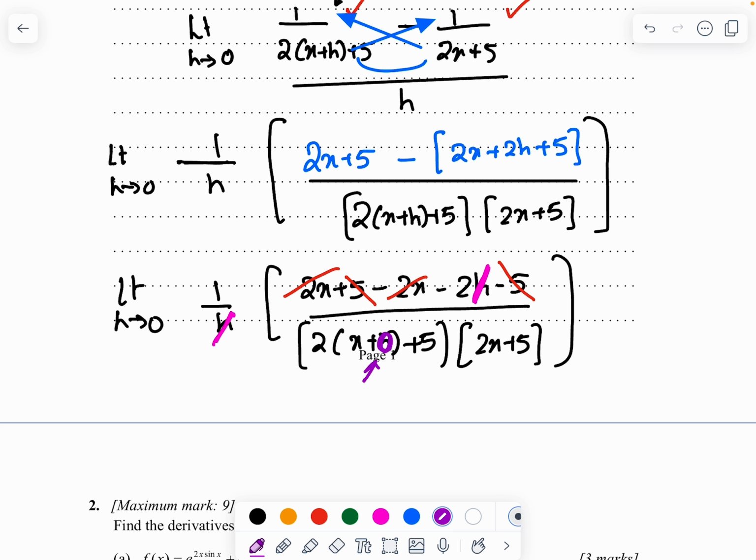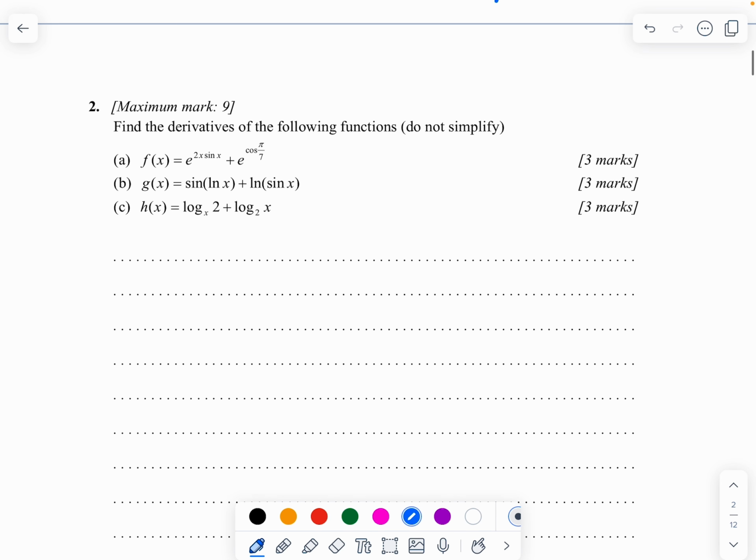Because limit h approaches 0, what am I left with? I am left with negative 2, and over here it is 2x plus 5, and over here it is 2x plus 5. 2x plus 5 times 2x plus 5 is 2x plus 5 whole square. That's going to be the answer. See the simplification? h is 0 and one of the h gets cancelled. Follow the color coding, and 2x plus 5 will become 2x plus 5 whole square.